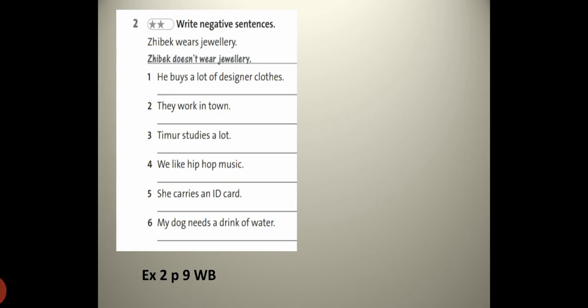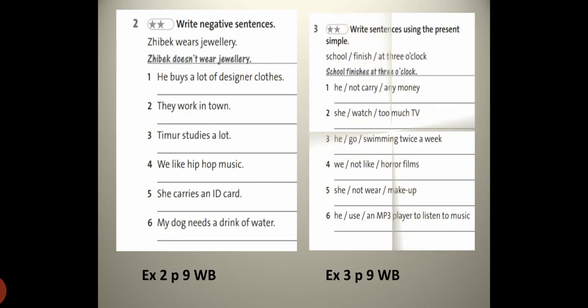Very good. Now let's do exercise 3 at the same page. The task is write sentences using the present simple. For example, school finish at 3 o'clock. School finishes at 3 o'clock. Now the first. He not carry any money.